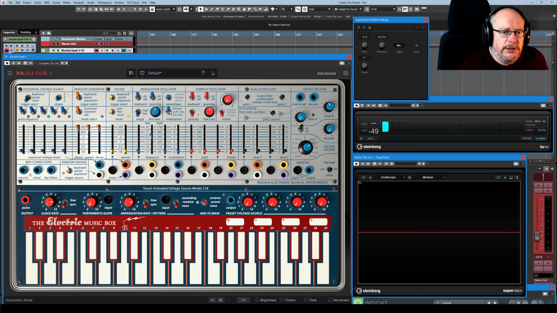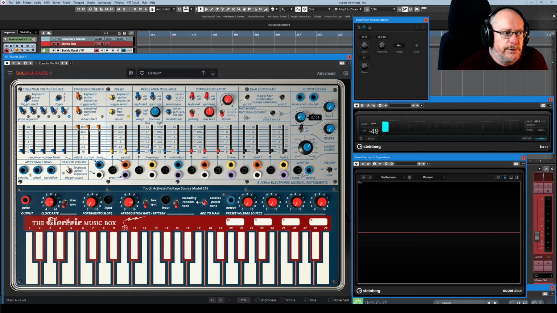If I flick the switch to AM oscillator, it's now hardwired into the complex oscillator. It's basically going to act as an AM modulator on the complex oscillator. It's a bit of a tricky sentence, so let's just slow down and try and figure some stuff out.